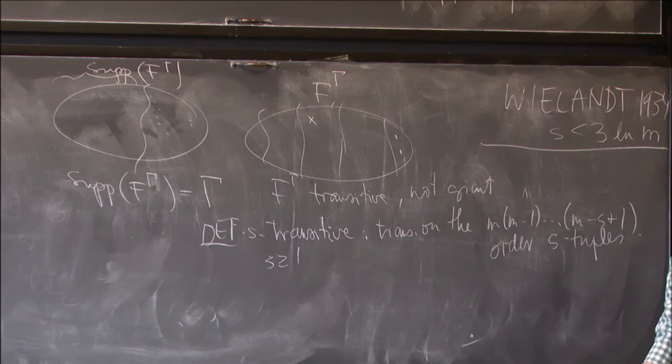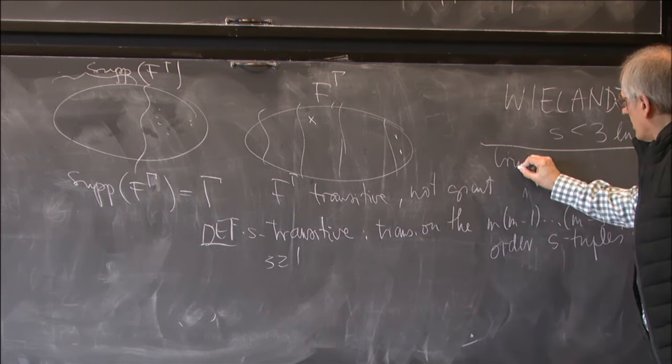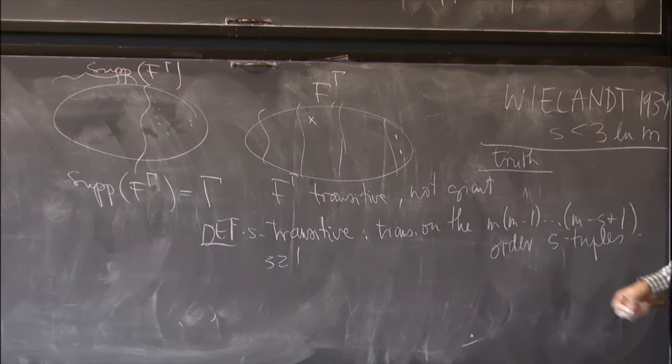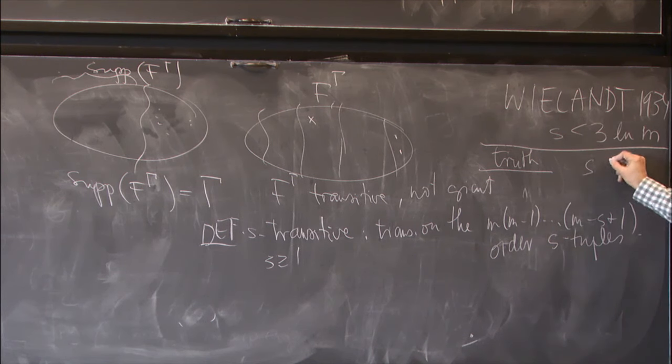And for that, we have a very elementary one-page proof from 30 years ago with Ákos Seres. But it doesn't matter. Now, the truth has actually been revealed. S is at most 5, so there are no 6-tuply transitive permutation groups.